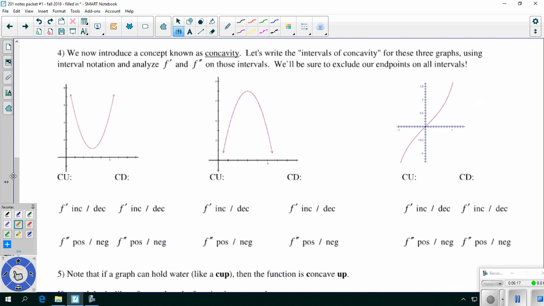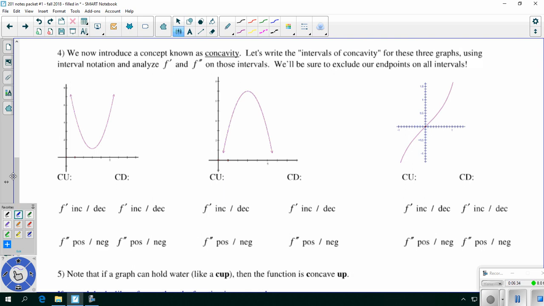Okay, number 4. We now introduce a concept known as concavity. You might have seen this in a pre-calculus class. Let's write the intervals of concavity for these 3 graphs using interval notation and analyze f prime and f double prime on those intervals. We'll be sure to exclude our endpoints on all intervals.